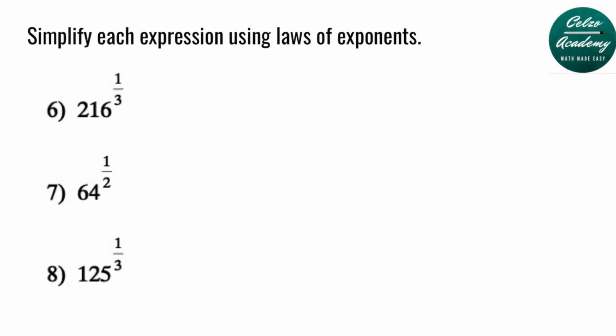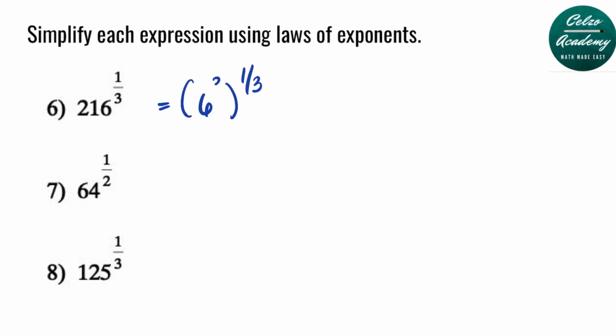Question 6. 216 to the power of 1/3. First, we need to rewrite the base using a power of 3 or a multiple of 3. 216 is the same thing as 6 to the power of 3. Using the power rule, we keep base 6 and multiply 3 times 1/3, which is 1. So the answer for 6 to the first is simply 6.